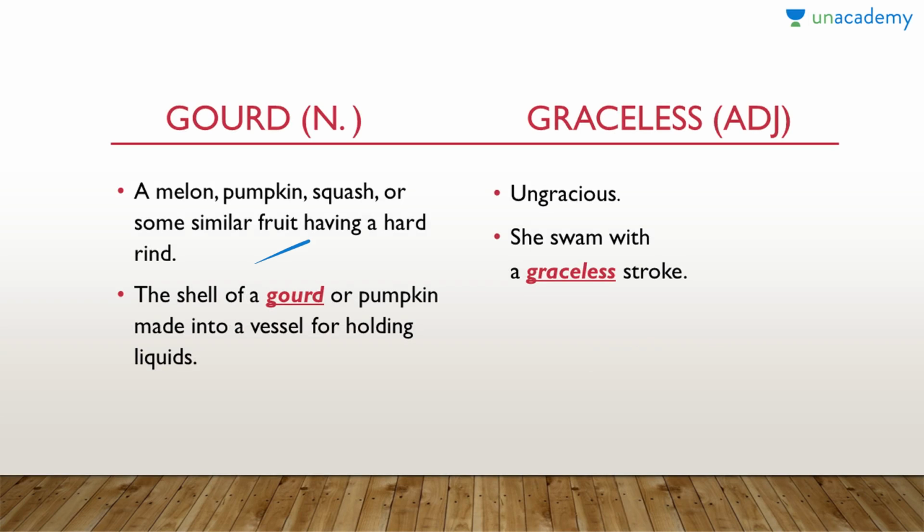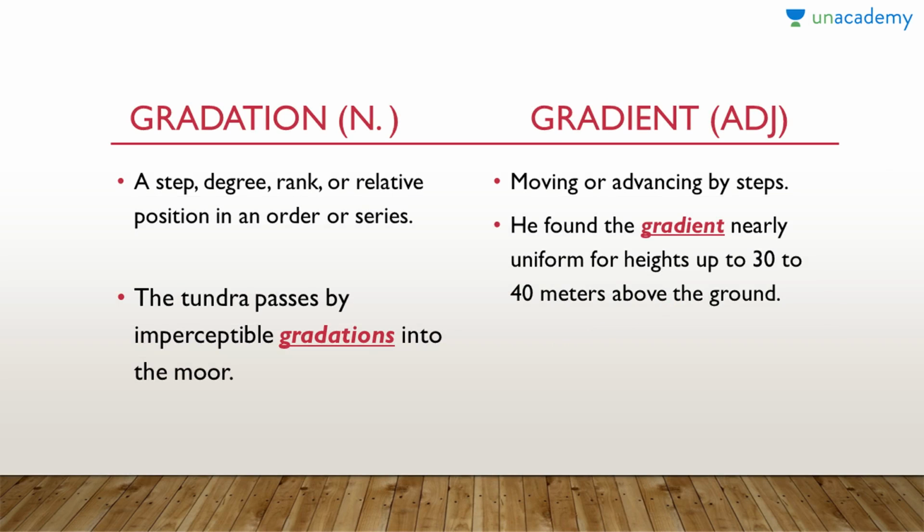Gourd is a noun. It's like a melon, pumpkin, squash, or some similar fruit having a hard rind. Rind is the skin. So in a sentence it'll read, the shell of a gourd or pumpkin made into a vessel for holding liquids. Graceless, adjective, ungracious. In a sentence it'll read, she swam with a graceless stroke.